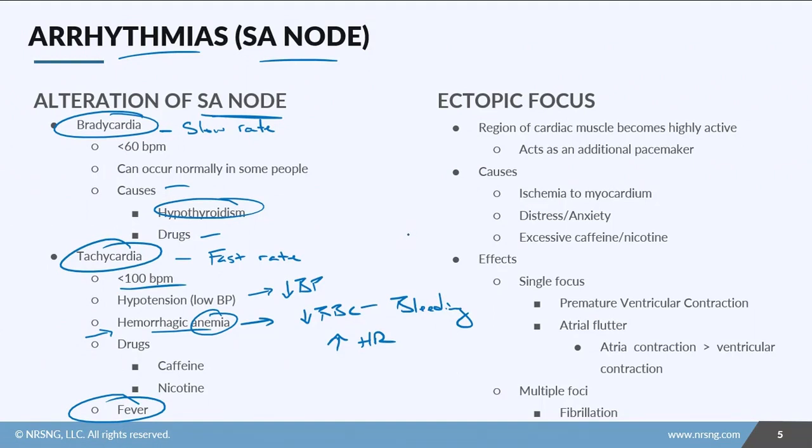Now, there's also another cause of arrhythmias, and it's called an ectopic focus. And basically, there's another region of the heart that becomes highly active and acts like a pacemaker.